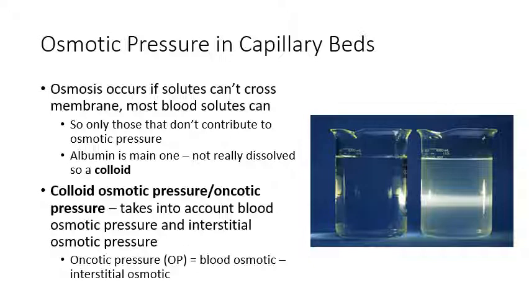We have a term, colloid osmotic pressure, or the oncotic pressure. It could be called either one. That term takes into account all of the osmotic pressure forces that are at work here. So that's both the osmotic pressure of the blood and the osmotic pressure of the tissues, or the interstitial osmotic pressure. We can abbreviate the oncotic pressure as OP. So in order to find the oncotic pressure, you would take the blood osmotic pressure and subtract the interstitial osmotic pressure. And the blood osmotic pressure again is going to be mostly due to albumin, how much albumin is in the blood. More albumin means more osmotic pressure, less albumin means less osmotic pressure in the blood.